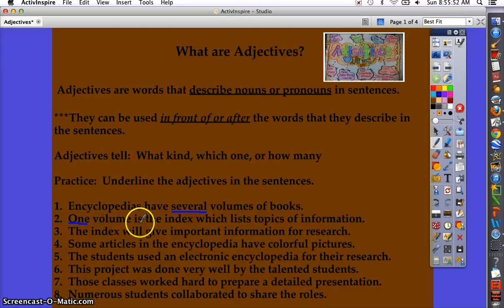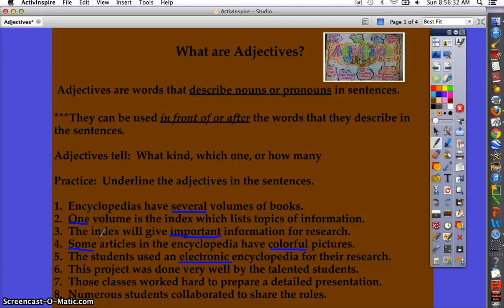Number three, the index will give important information for research. The word important is an adjective describing information this time, telling what kind of information. Number four, some articles in the encyclopedia have colorful pictures. This time we have two adjectives in number four: some, telling how many articles, and colorful, telling what kind of pictures for number four. So once in a while a sentence could have more than one adjective in the same sentence as well. Number five, the students used an electronic encyclopedia for their research. Electronic would describe the word encyclopedia this time, telling what kind of encyclopedia.